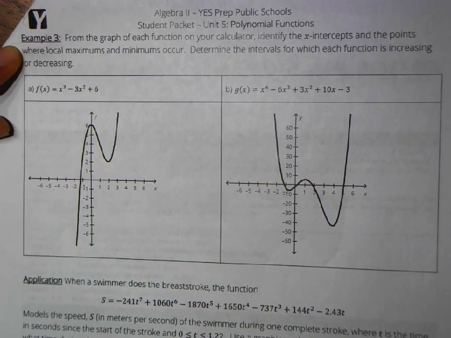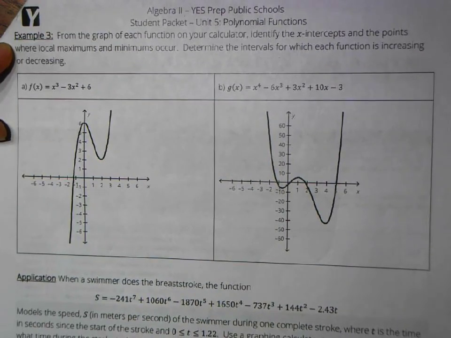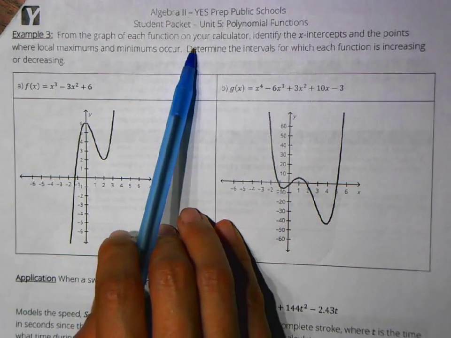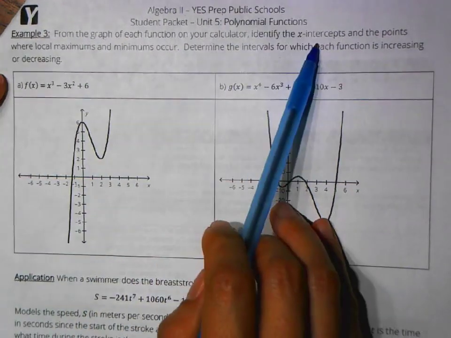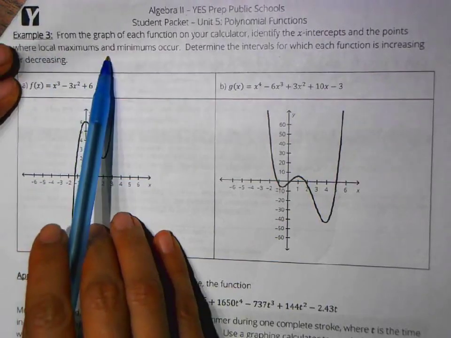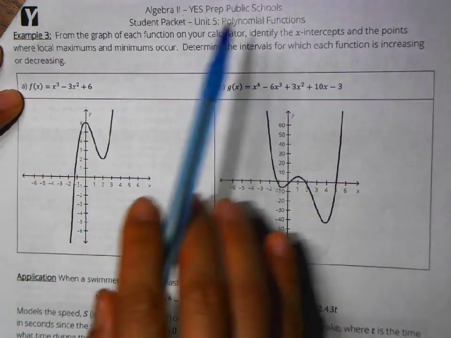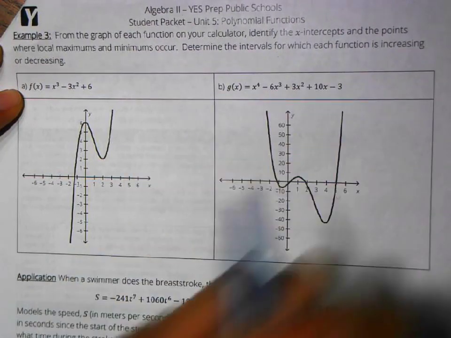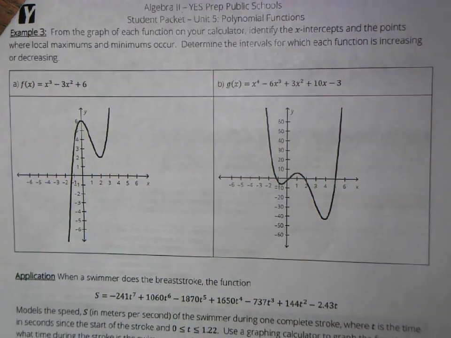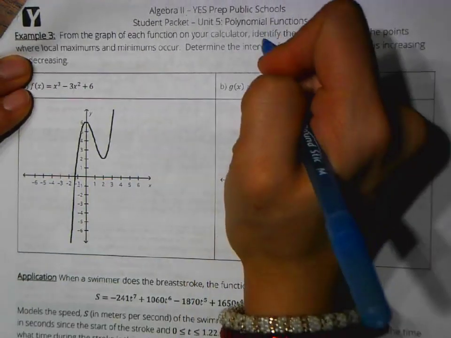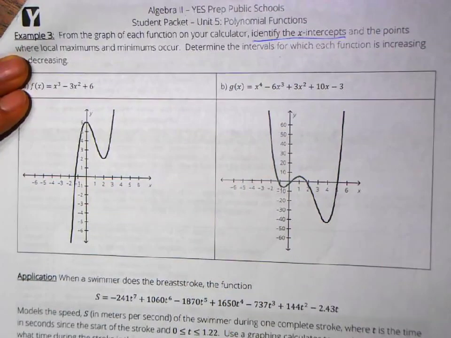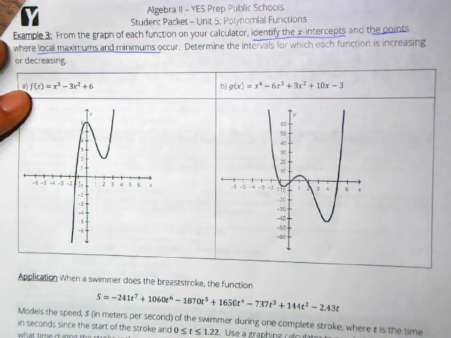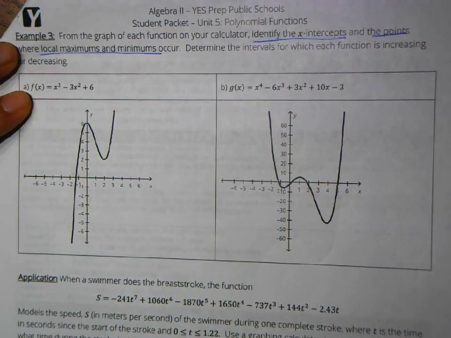All right, let's take a look at what a couple of graphs would look like. Okay, so this is example number 3. It says, from the graph of each function on your calculator, identify the x-intercept and the point where the local maximum and local minimum occur. And then I want you to determine the interval for which each function is increasing or decreasing. So there are a couple of things. One, they want you to identify the x-intercept and the points of local max and local minimum. Okay, so let's take a look.